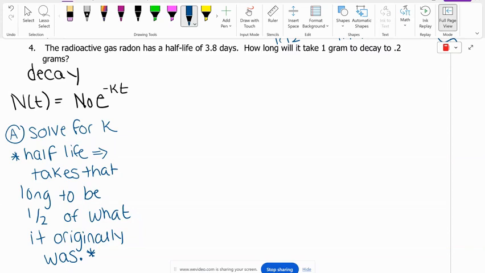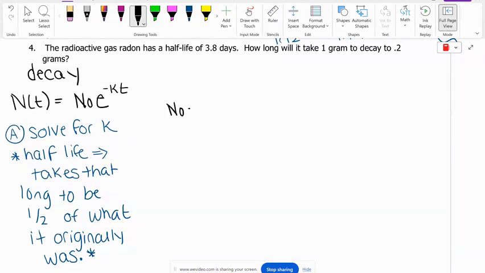So when it says the radioactive gas has a half-life of 3.8 days, that means every 3.8 days it goes down by a half. It's like dividing the original amount by 2. So let's see. How long will it take 1 gram to decay to 0.2 grams?